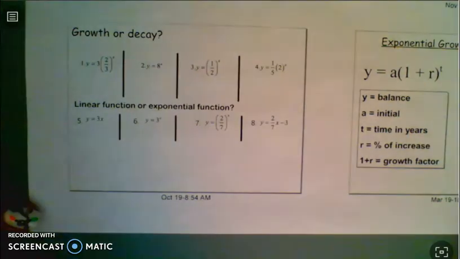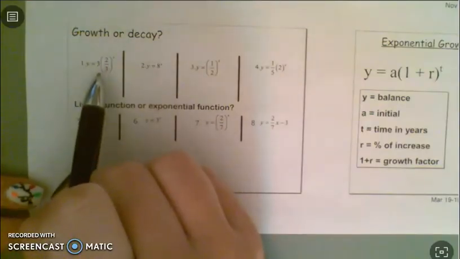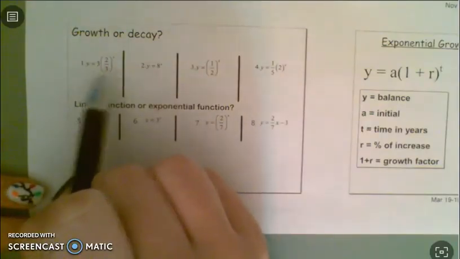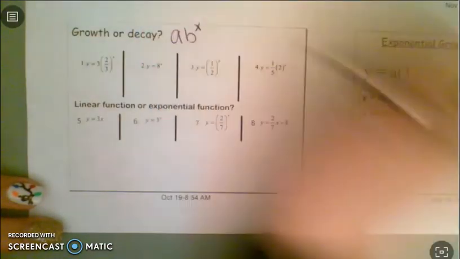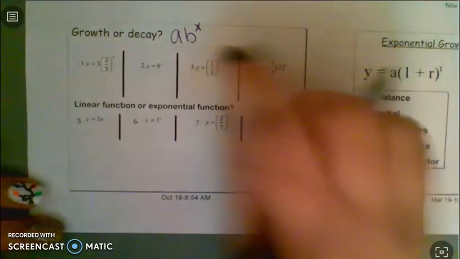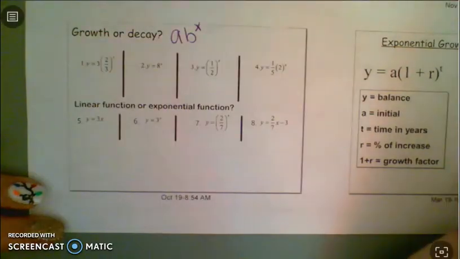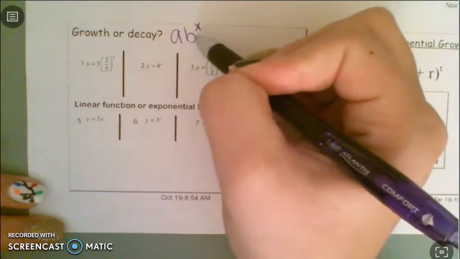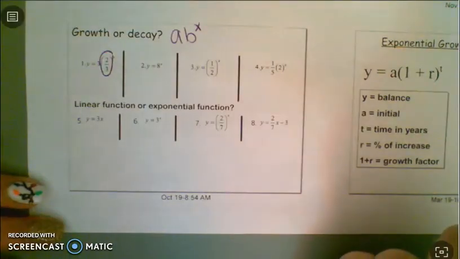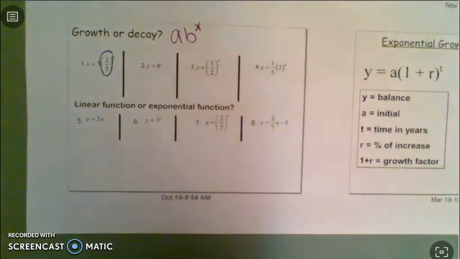On number 1, we have a 3 and we have a 2/3. Out of these two things, remember it's always a, b to the x. If there is no a, it's considered 1. So we're only looking at the b, which is directly attached to the exponent. In this case, we're looking right here at the 2/3. So 2/3 is less than 1.